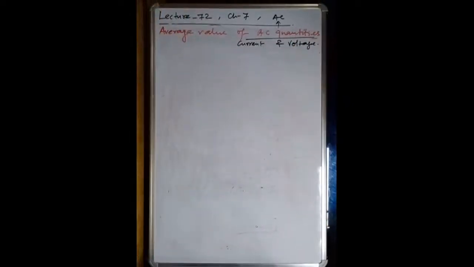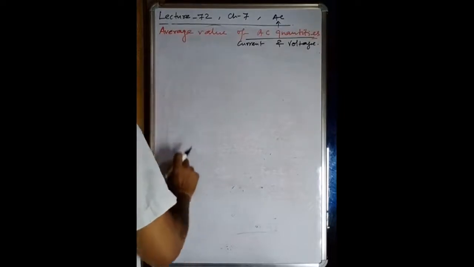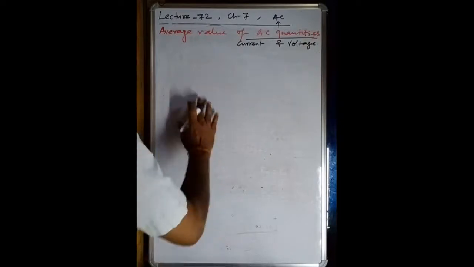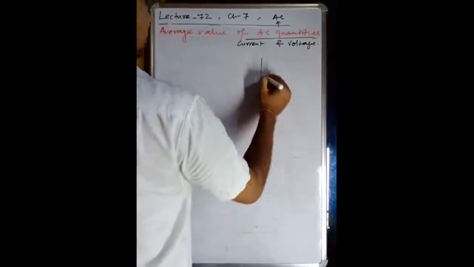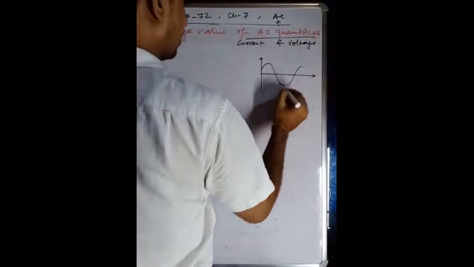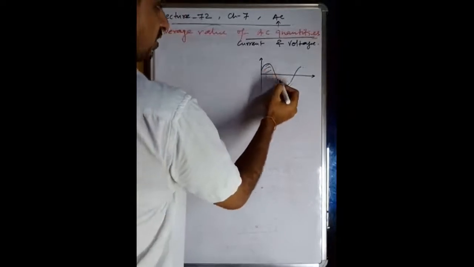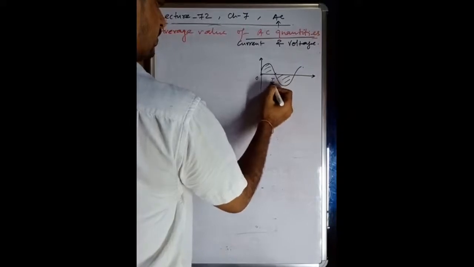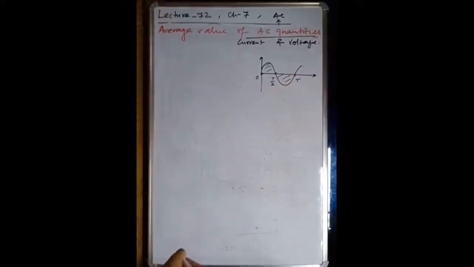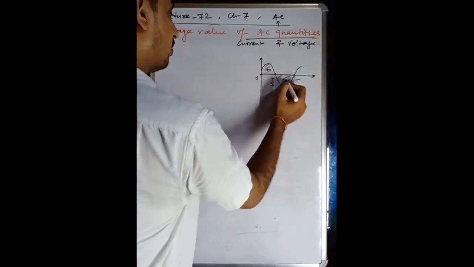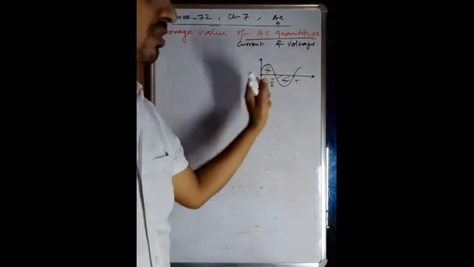How we used to find the average value, we have studied in standard 11. In the same way, we will study here the average value of current and voltage. If this is the alternating current, you can see here the average value in this full cycle. This is time 0, this is the time period T by 2, and this is the time T. In the full cycle, since this will be positive and this will be equally negative, the average value will be 0.